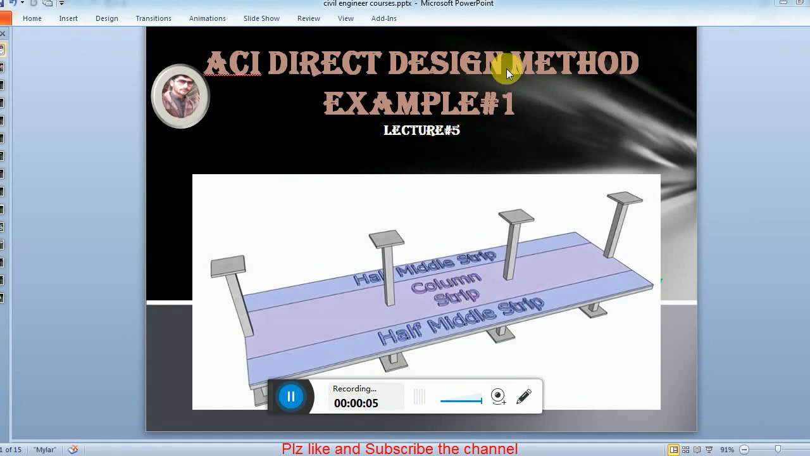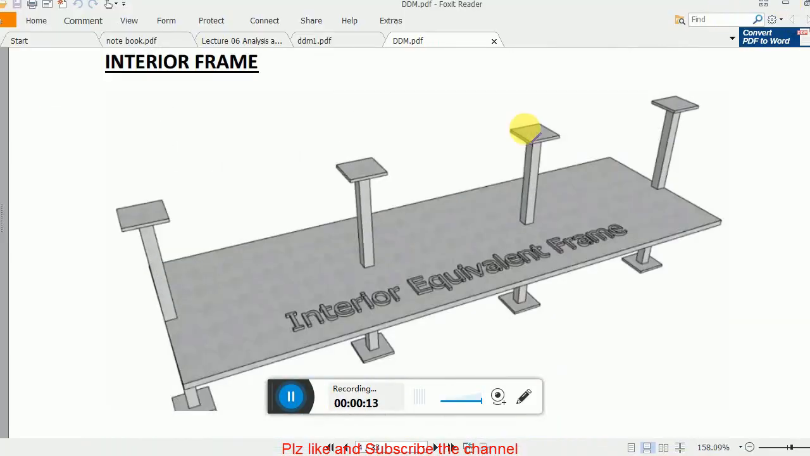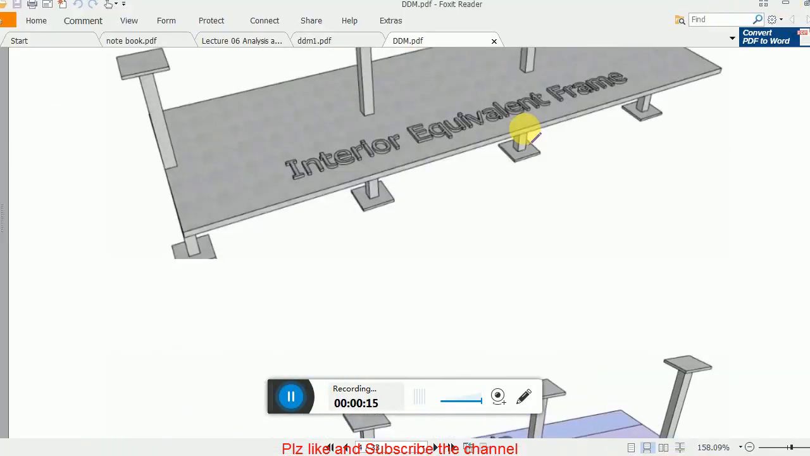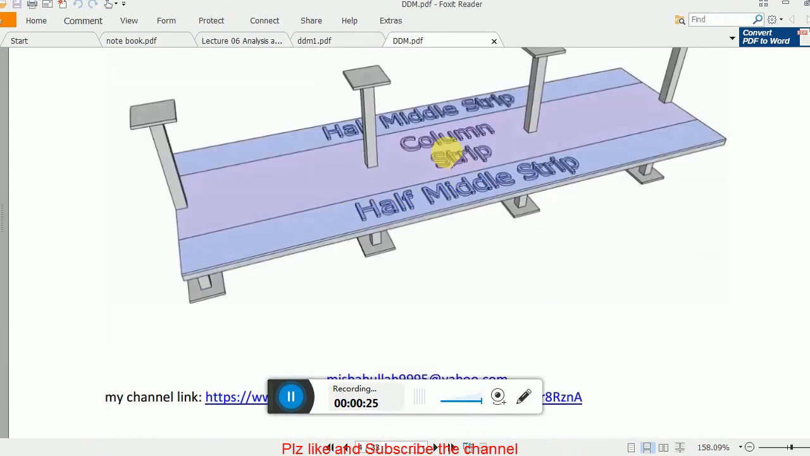Welcome back to lecture 5, and in this lecture inshallah we will cover an example. In lectures number 3 and 4 we explained the introduction, while in lectures number 1 and 2 we basically explained how to determine thickness in the case of the DDM method. Okay, so these are some recaps of lectures number 3 and 4.